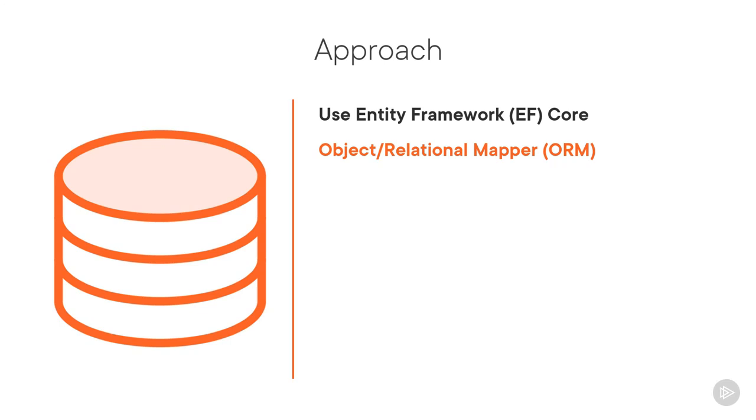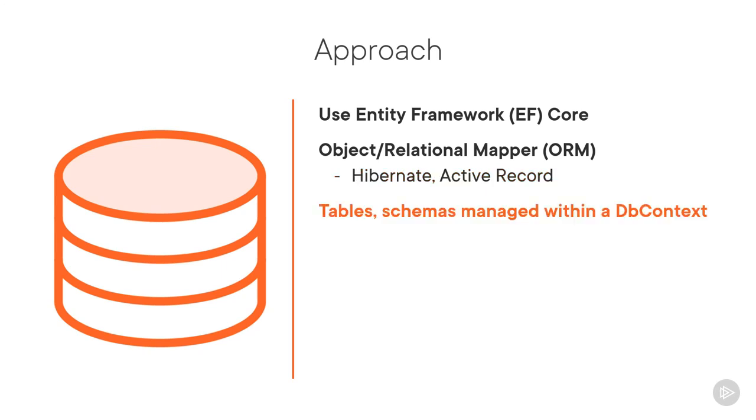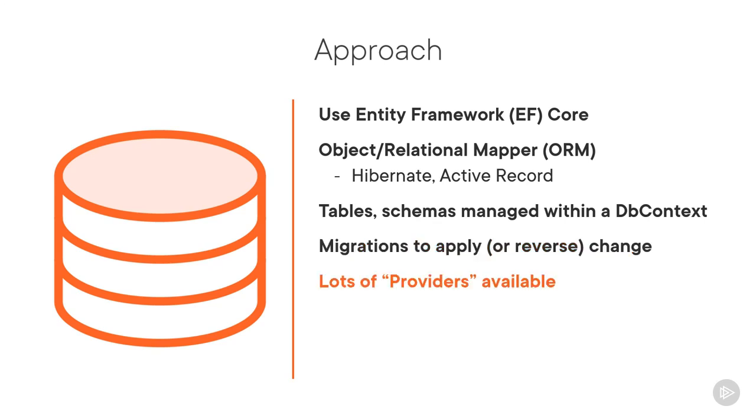ORM is Object Relational Mapper, and if you used Hibernate in Java or Active Record in Ruby on Rails, you'll be familiar with the concept. We'll define simple classes to represent objects that we'll store on a table, like a class for product, and then the collection of tables and schemas are managed by a class called a DbContext. We'll create migrations to apply or reverse schema changes to the database. And you might be wondering which database platform we'll use.